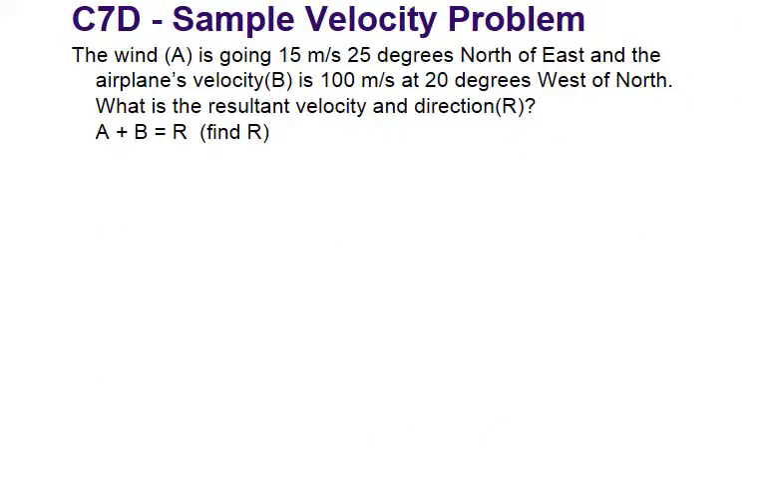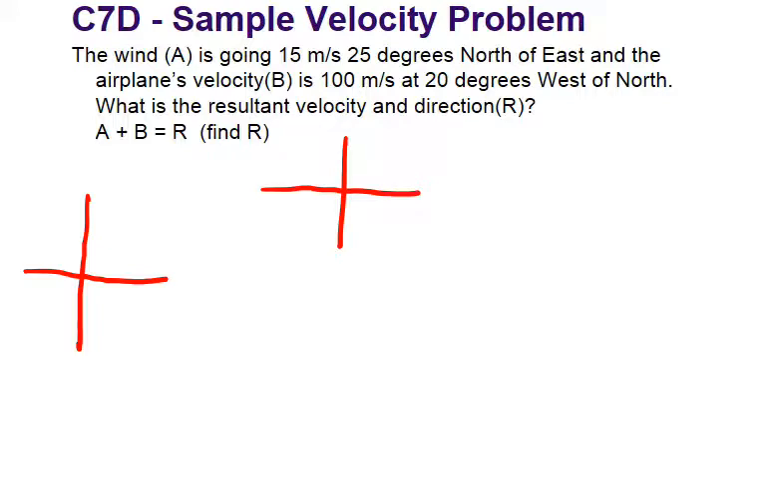Okay, so in this case, we have a wind that's going 15 meters per second, 25 degrees north of east, and the airplane's velocity is 100 meters per second, 20 degrees west of north, and we want to find the resultant. So the way we're going to treat this is just like we did before. We're going to break up our x and y components with the velocity, so we can draw one for the wind, we can draw one for the airplane. Go ahead and determine the x and y values for both, and then get the total x, total y, and then you can solve for the resultant.